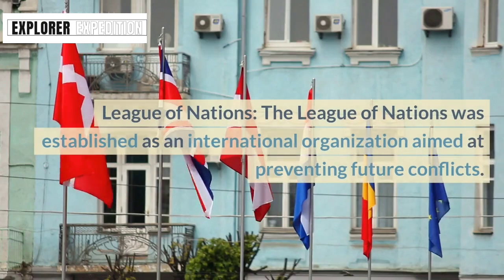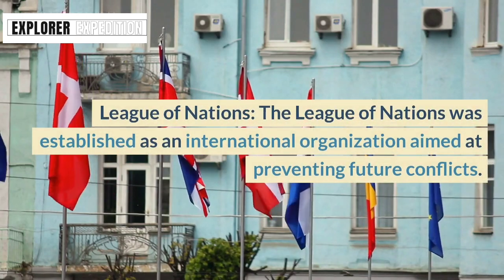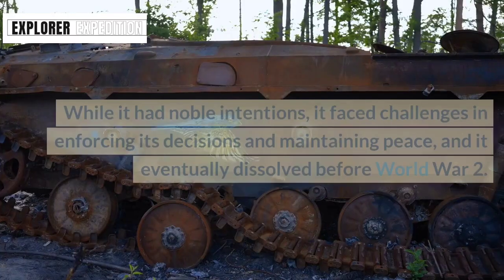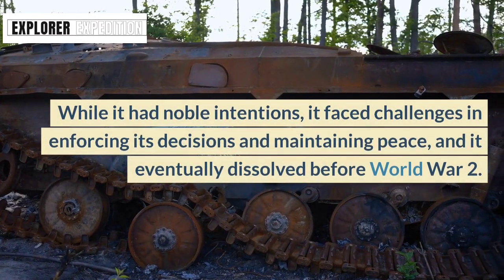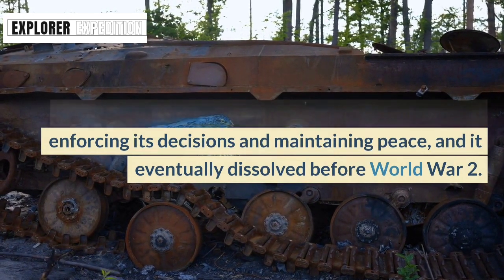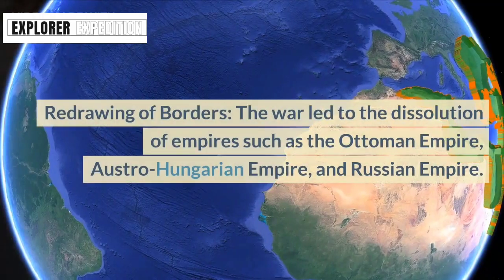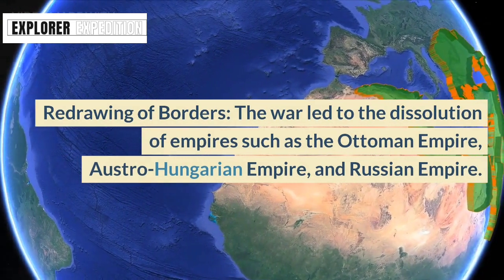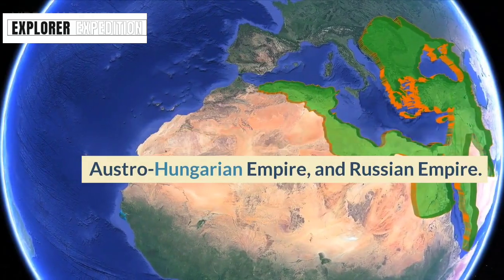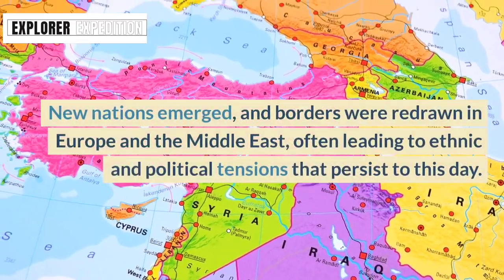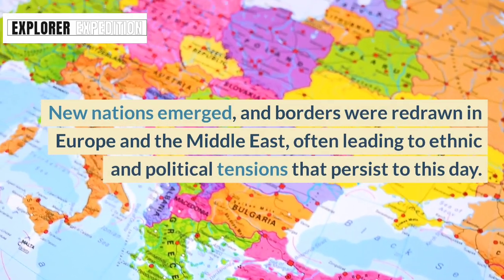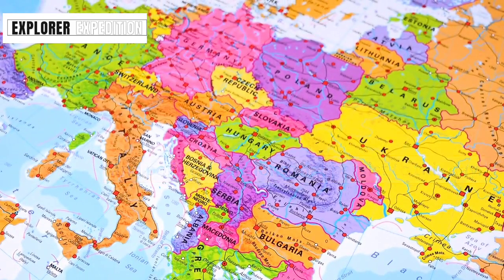League of Nations. The League of Nations was established as an international organization aimed at preventing future conflicts. While it had noble intentions, it faced challenges in enforcing its decisions and maintaining peace, and it eventually dissolved before World War II. Redrawing of borders. The war led to the dissolution of empires such as the Ottoman Empire, Austro-Hungarian Empire, and Russian Empire. New nations emerged, and borders were redrawn in Europe and the Middle East, often leading to ethnic and political tensions that persist to this day.